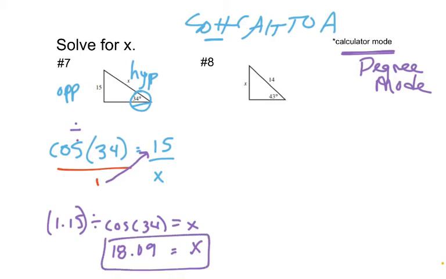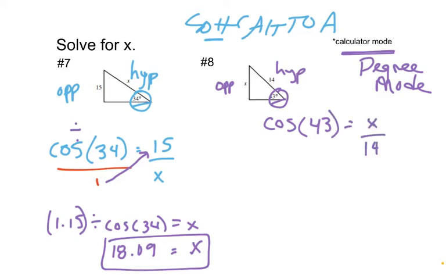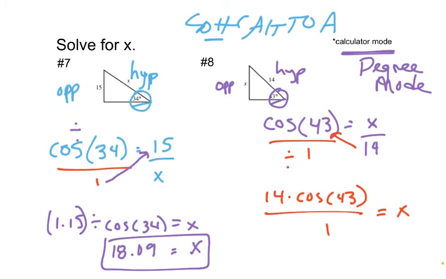And then the last one, if we're standing here at the theta of 43, we have an opposite and a hypotenuse again. And so we're going to do cosine again of 43. And that's going to equal our opposite of x over hypotenuse of 14. Again, proportion, we're going to multiply 14 times cosine of 43. Divide all that by 1, which isn't really going to change much. And so we have an x of 10.24.